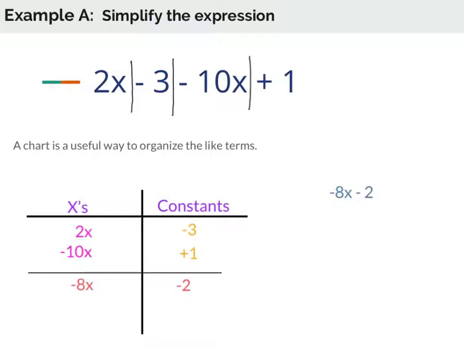Don't add them together and tell me it's negative 10x. Don't multiply them together and tell me it's 16x. This is the end. Negative 8x minus 2. That's the final answer. I can go no further.